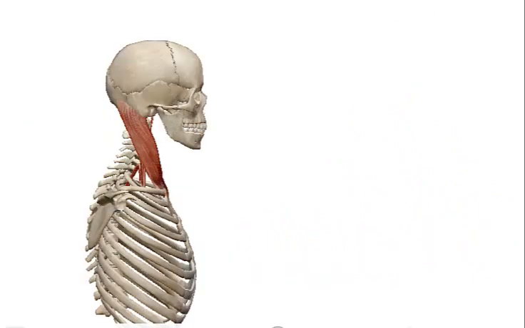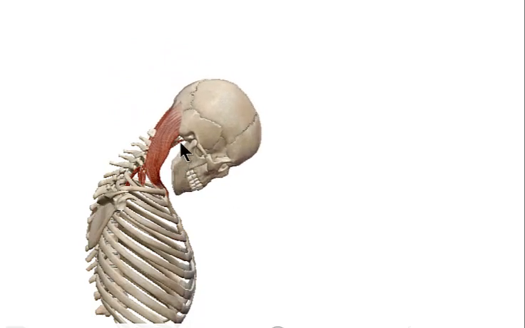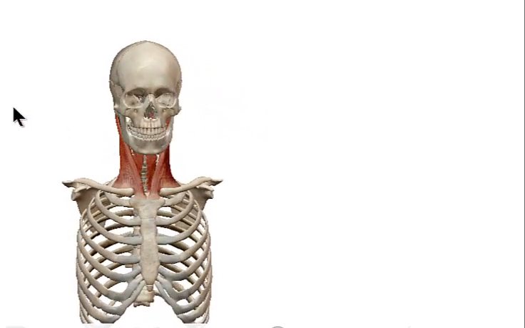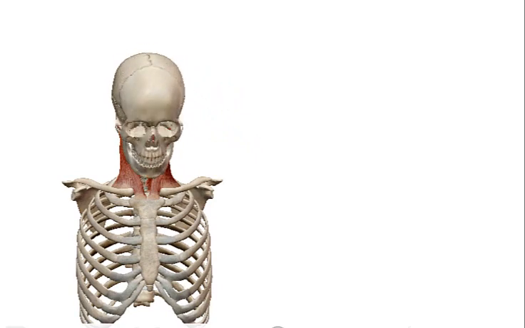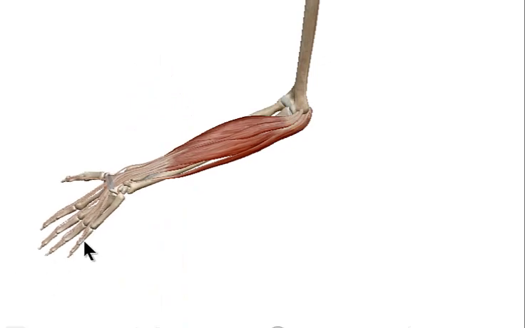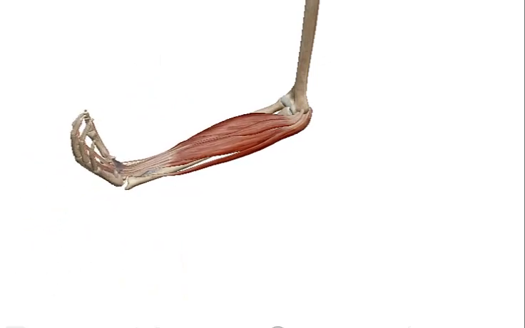Here, let's look at a muscle which crosses in front of the neck. So you can see, again, flexing the neck. Look at this, crossing in front of the neck, flexing the neck. Here are tendons crossing in front of the wrist, again flexing the wrist.